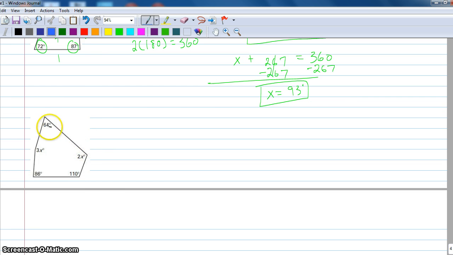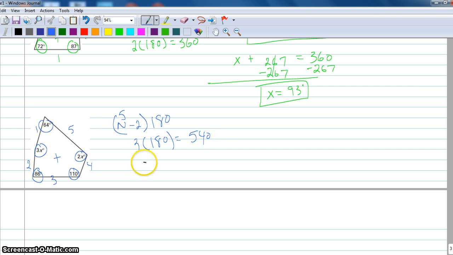Alright, so here's the next one. This is a weird shape, but there are 1, 2, 3, 4, 5 sides. So this is an odd pentagon, but it's still a pentagon. You've got to find the value of x. So if you add 64, 3x, 86, 2x, and 110, when you add them all, you should get, let me see, n minus 2 times 180. N is 5. 5 minus 2 is 3 times 180. It's 540.